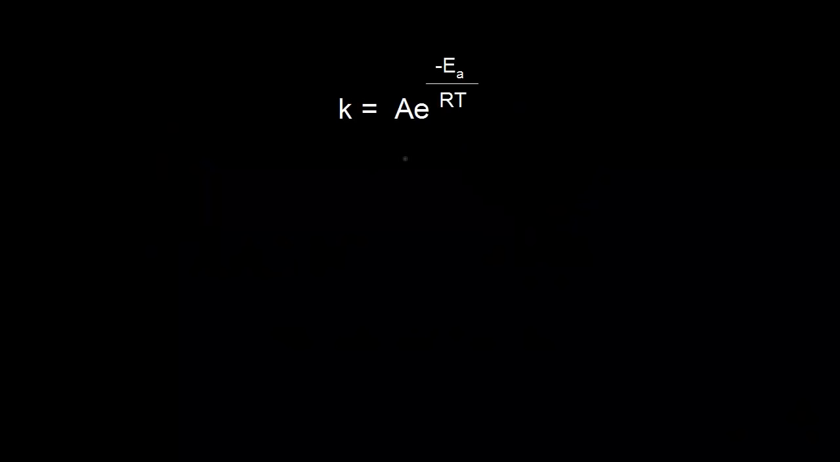We've already seen one form of the Arrhenius equation, which says that the rate constant k is equal to the frequency factor A times e to the negative EA over RT, where EA is the activation energy, R is the gas constant, and T is the temperature. There are other forms of the Arrhenius equation which you might want to use depending on the problem. So let's go ahead and find those other forms.